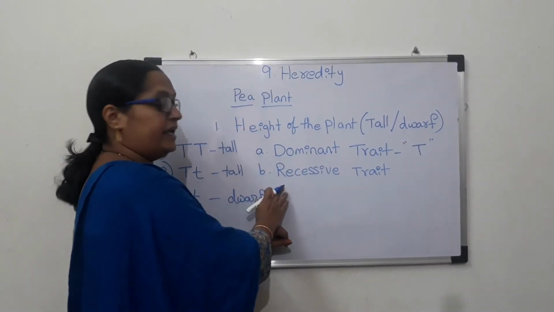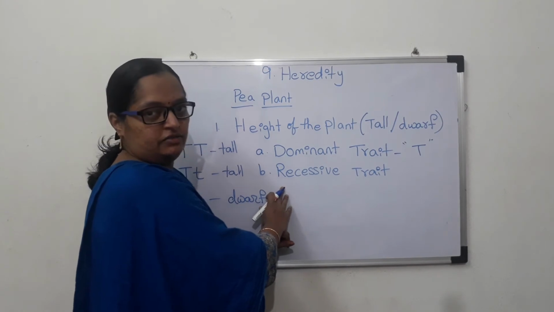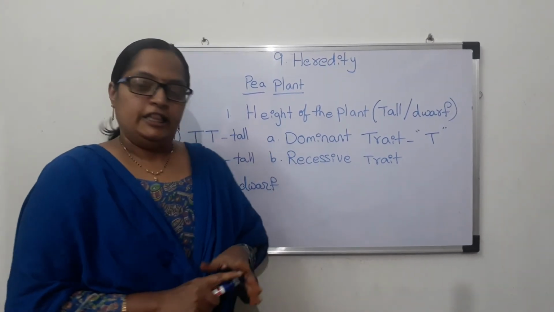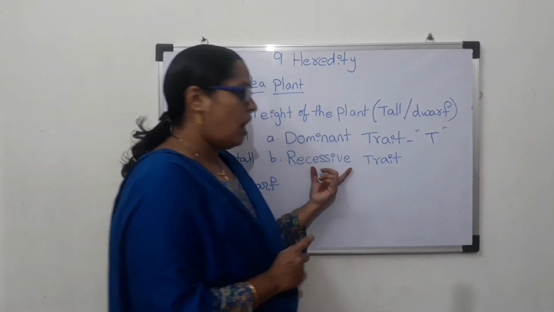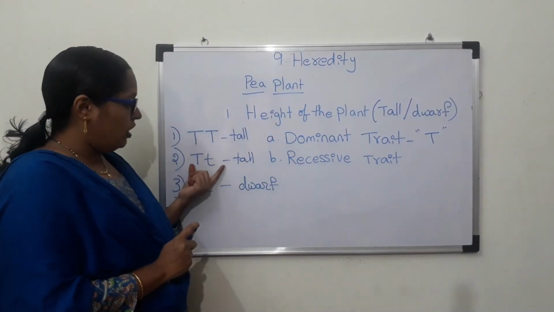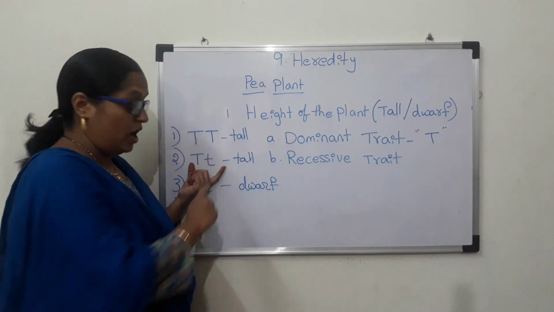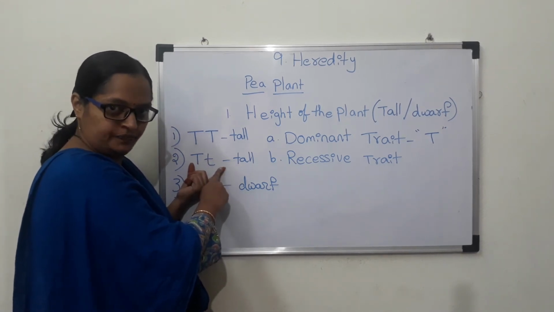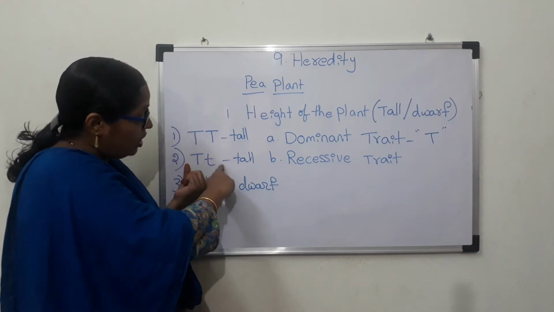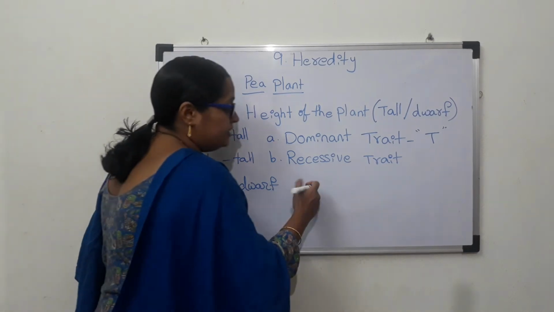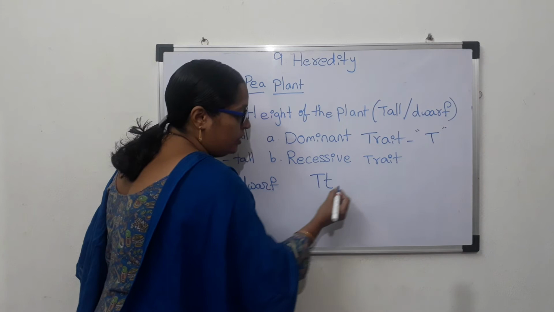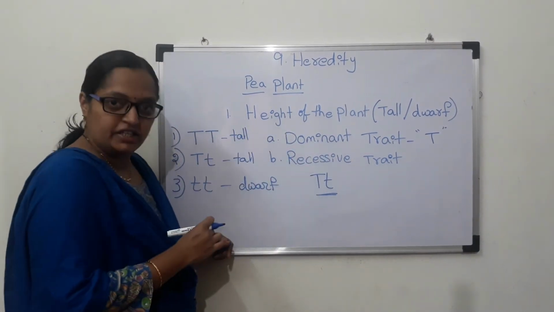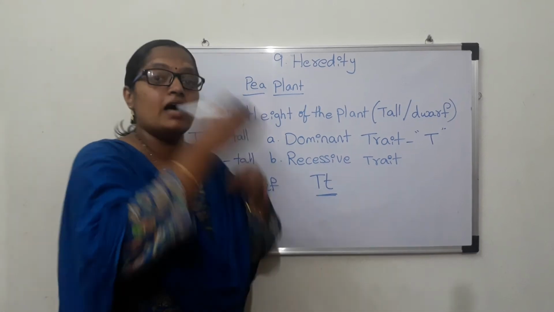Then coming to the second one, recessive trait. This is one out of a pair of contrast characters. See here, this is capital T, small t. This is a pair of contrast characters. In that, one is the recessive trait which remains masked.